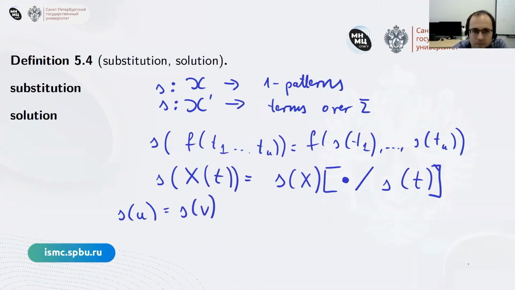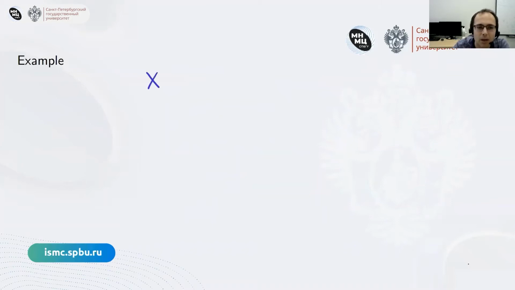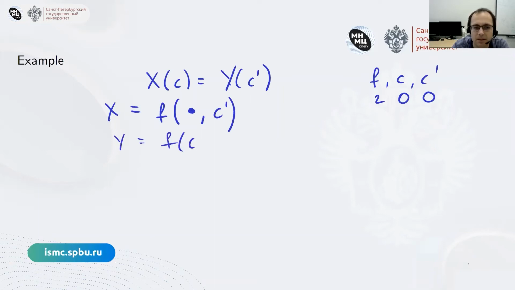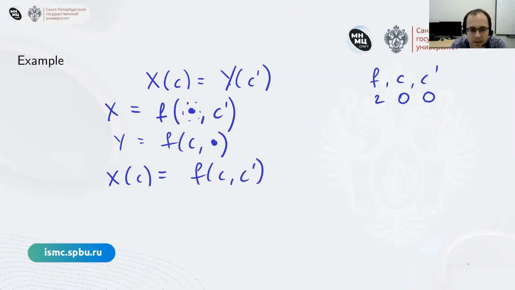As a simple example, take a very simple equation, X on c equals Y on c prime, where our signature is f, which is binary, and c and c prime, which are constants. Then one of the solutions is of the form that X is equal to f on dot and c prime, and Y is equal to f on c and dot. Then X on c is just f of c and c prime, because we substituted this part by c, and Y on c prime is again f of c and c prime. This has to be like that.